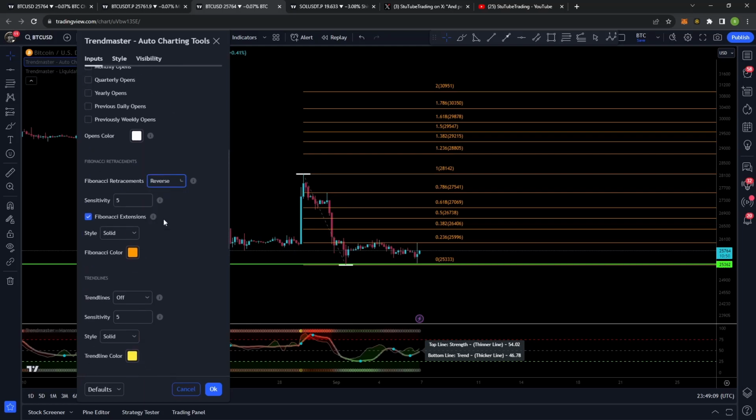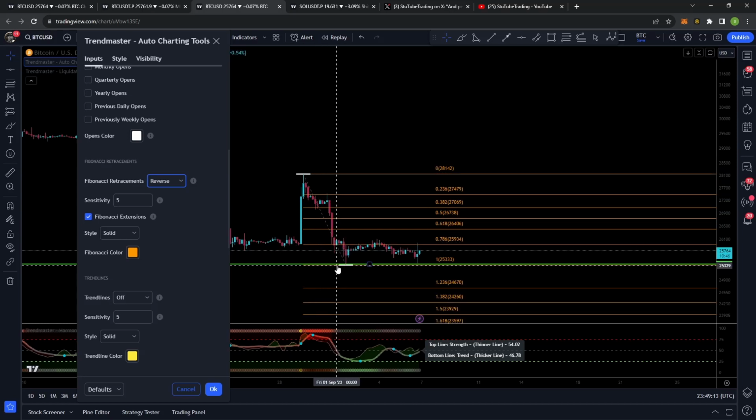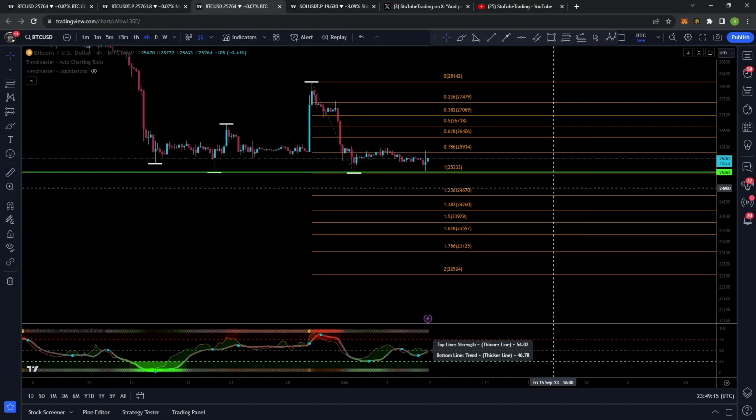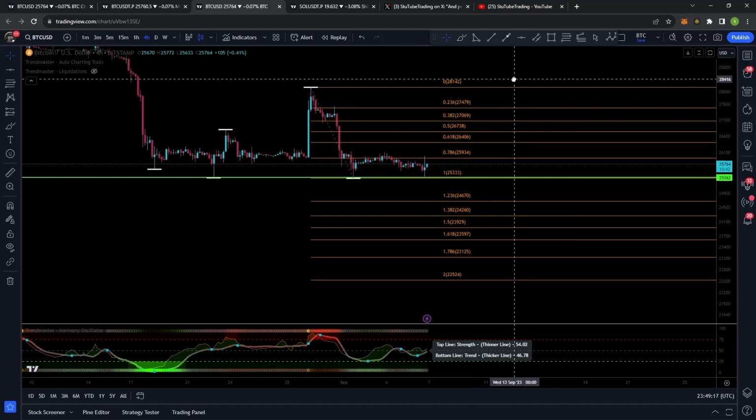Oh, you can reverse them as well. So that was pulled top to bottom. This will change it bottom to top. Very cool.